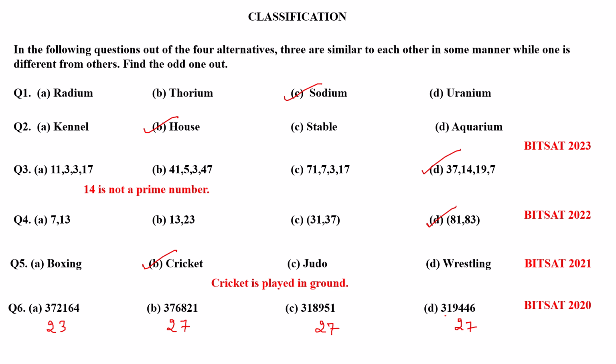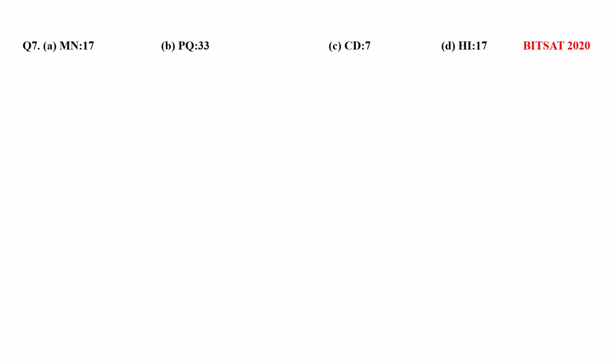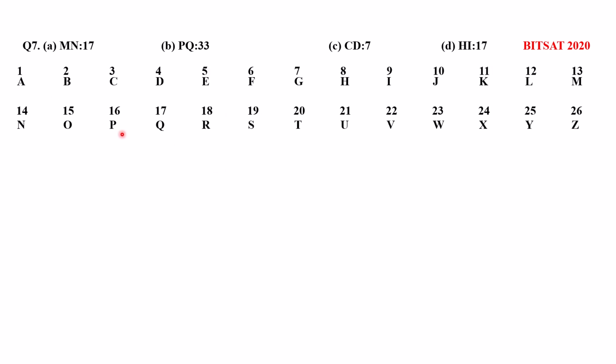So A is the odd one out because in all of the B, C, D options, the sum of the digits is 27. Here it is 23. Now moving to the next question. Now question number 7. Again here also you have to find the odd one out. As here it is letters and numbers, something must be done with the positions of the alphabets.